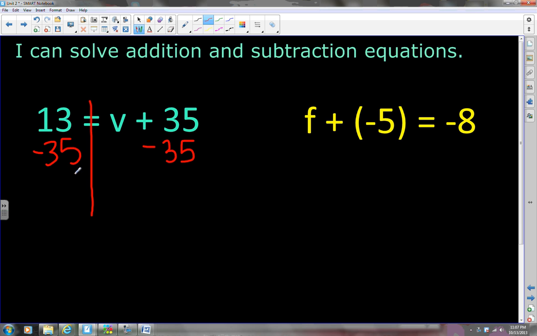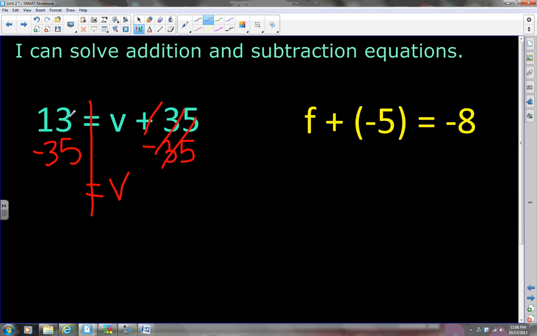Now when I do that, on this side, it's pretty simple. These 35s cancel, because when I add 35 to something and subtract 35 from something, they really just cancel. So I'm left with this v here, my variable. On this side, though, I have some work to do. I'm going to take 13 and take away from it 35. Well, if I'm taking 35 away from 13, I know I'm going to end with a negative number. But let's go ahead and do that subtraction.